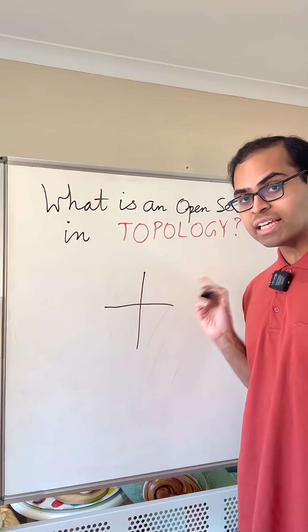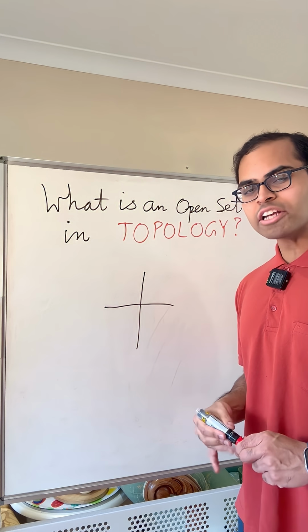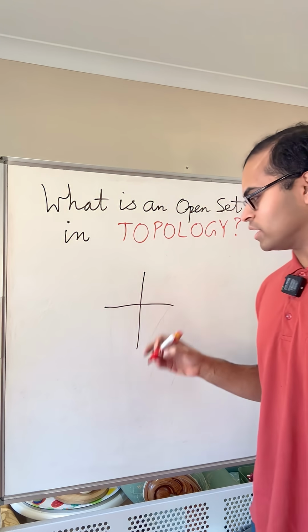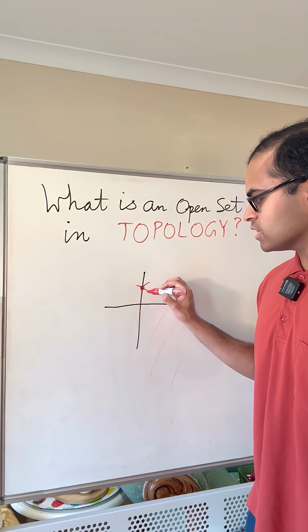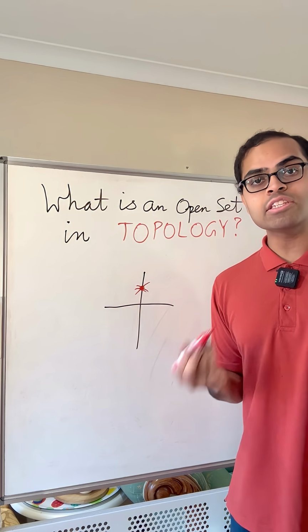Example 2, a plus sign. Is this open or not? Well, actually there is no wiggle room around any point. It doesn't matter where you are on the plus sign, in most directions you're going to exit the plus sign if you wiggle. So the plus sign is not an open set.